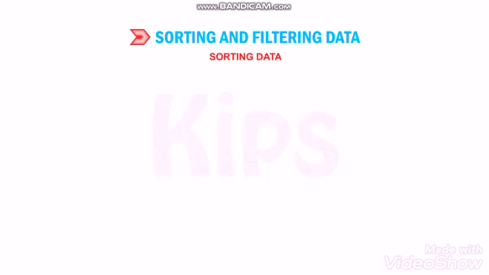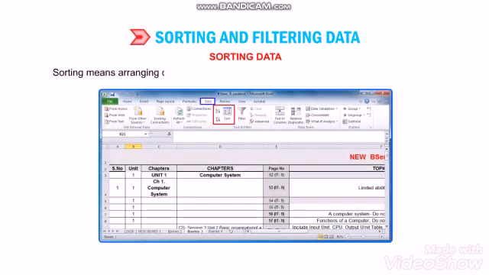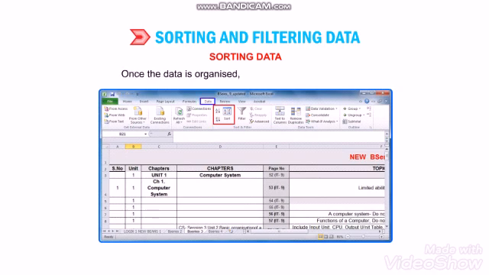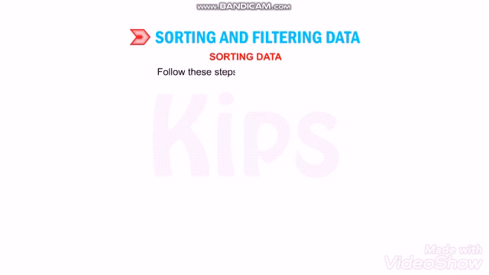Students, now let us find out how to sort data. Sorting means arranging data either in an ascending or descending order in a worksheet. Data can be sorted in rows on the basis of text, numbers, combination of text and numbers or dates. Once the data is organized, it becomes easy to work with. Follow these steps to sort the given data.